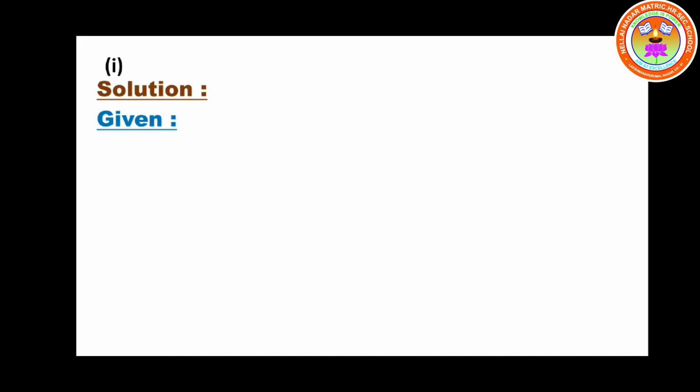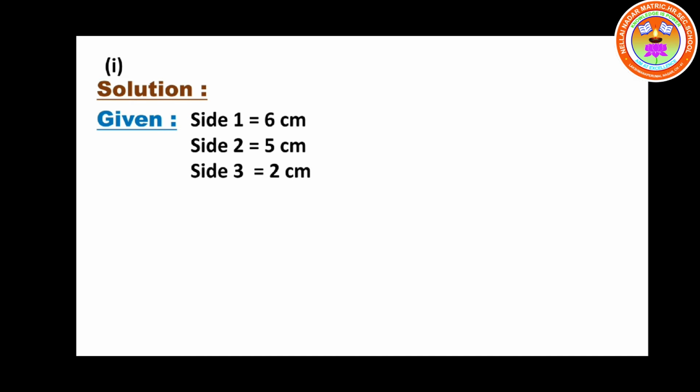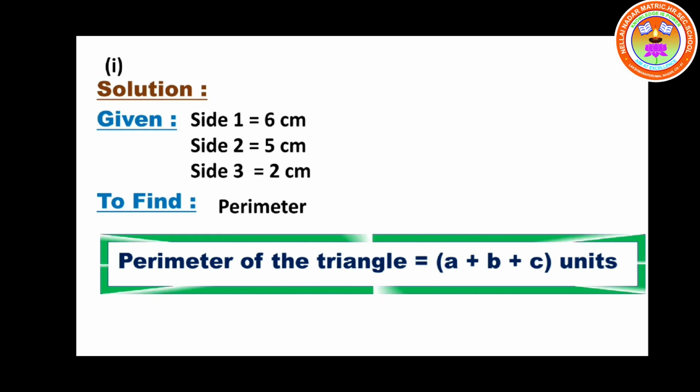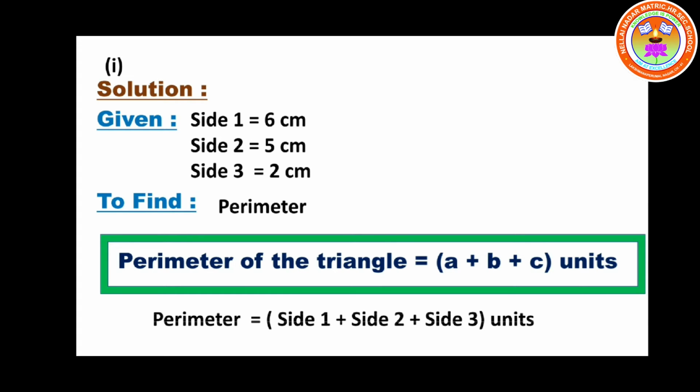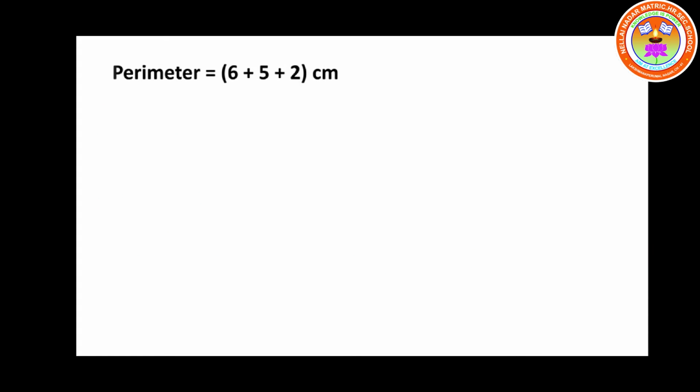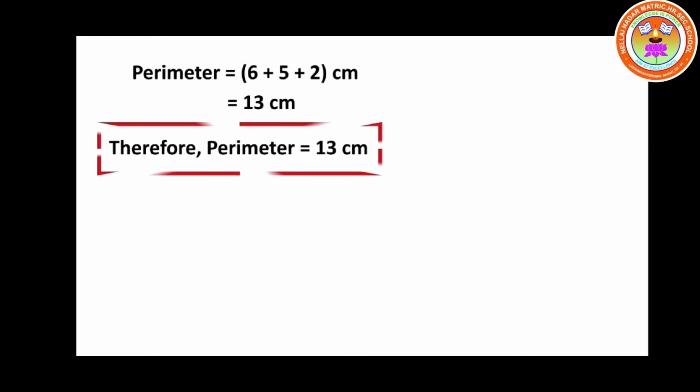Subdivision 1, solution. Given: side 1 is equal to 6 cm, side 2 is equal to 5 cm, side 3 is equal to 2 cm. We have to find the perimeter. The perimeter of the triangle is equal to A plus B plus C units. Here, side 1 represents A, side 2 represents B and side 3 represents C. So you can write perimeter is equal to side 1 plus side 2 plus side 3 units. Now let us substitute the values. Perimeter is equal to 6 plus 5 plus 2 centimeter, which is equal to 13 centimeter. Therefore, perimeter is equal to 13 centimeter.